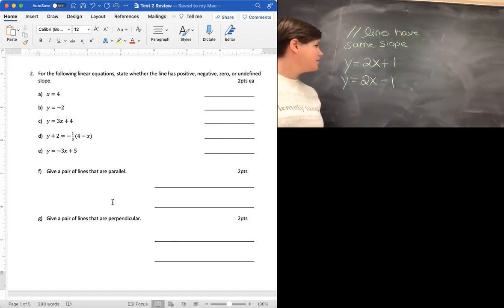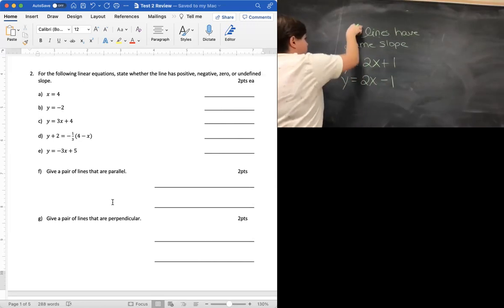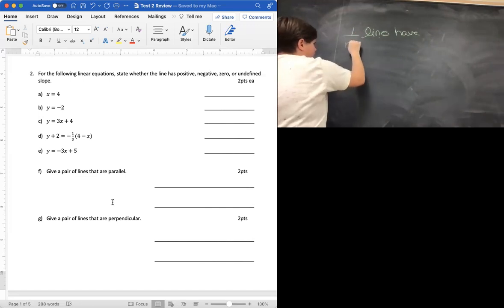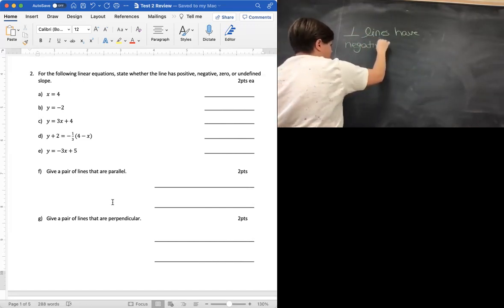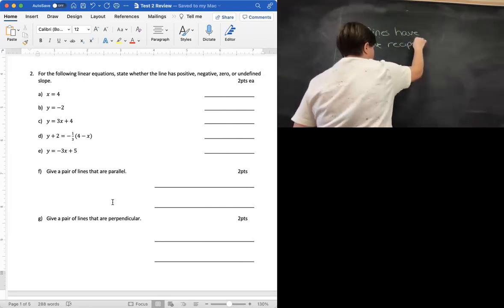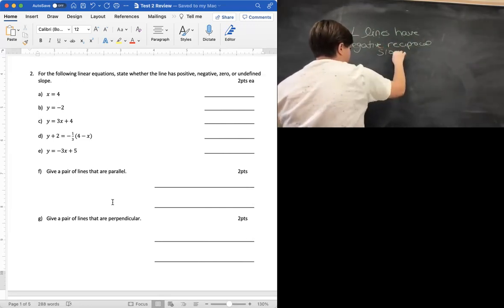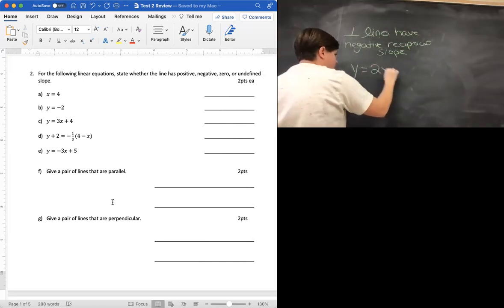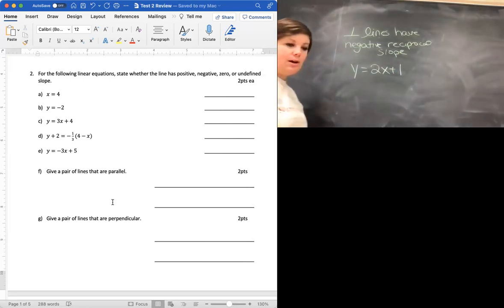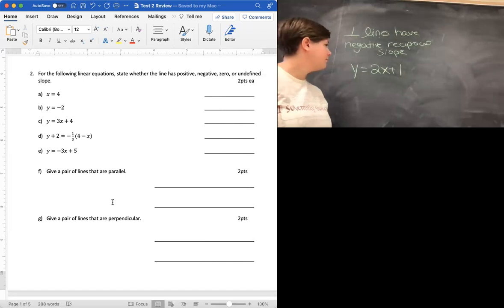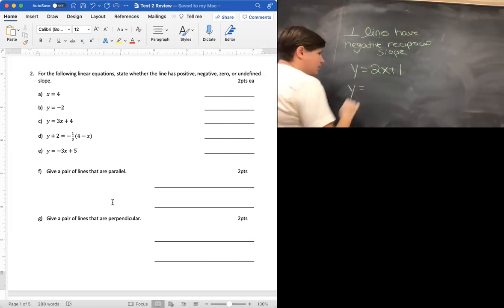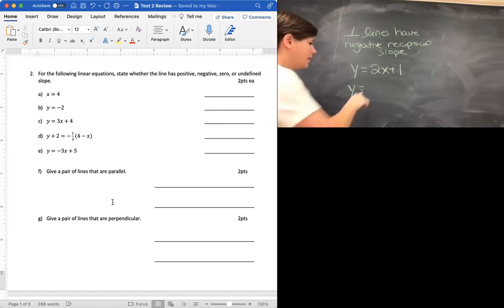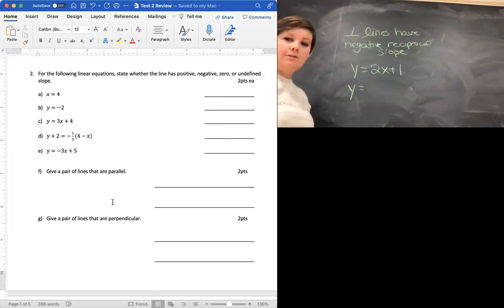So if parallel lines have the same slope, then perpendicular lines have negative reciprocal slope. Remember, this is from 2.4. So I'm going to use y equals 2x plus 1 as my first equation again. You can totally do that. But if I need a line perpendicular to that, then I can't write 2x again. I have to write the negative reciprocal.